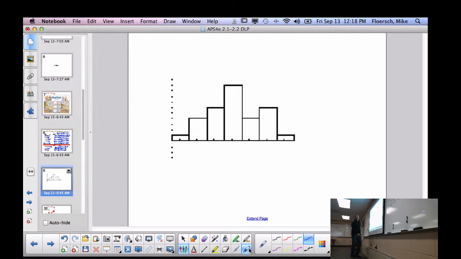Okay, so if I look at this real quick and I want to interpret it and do kind of a SOCS, how would you describe the shape? Approximately normal. Approximately normal, right? Not exactly normal, but approximately normal. Actually, that's not bad. I didn't do anything with this except ask you what the width was.